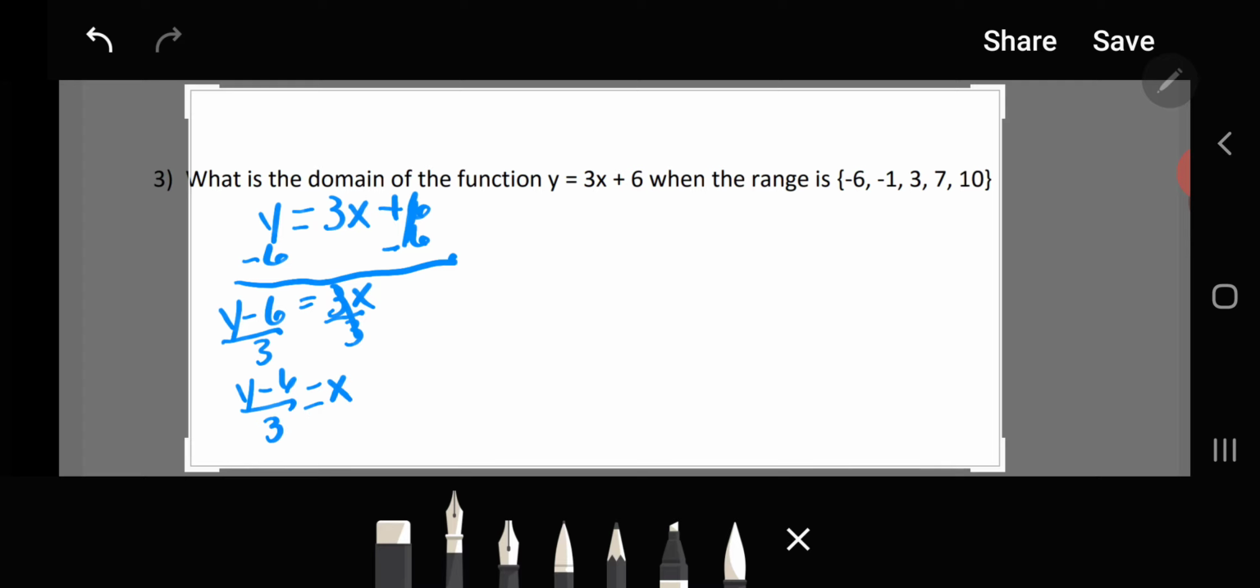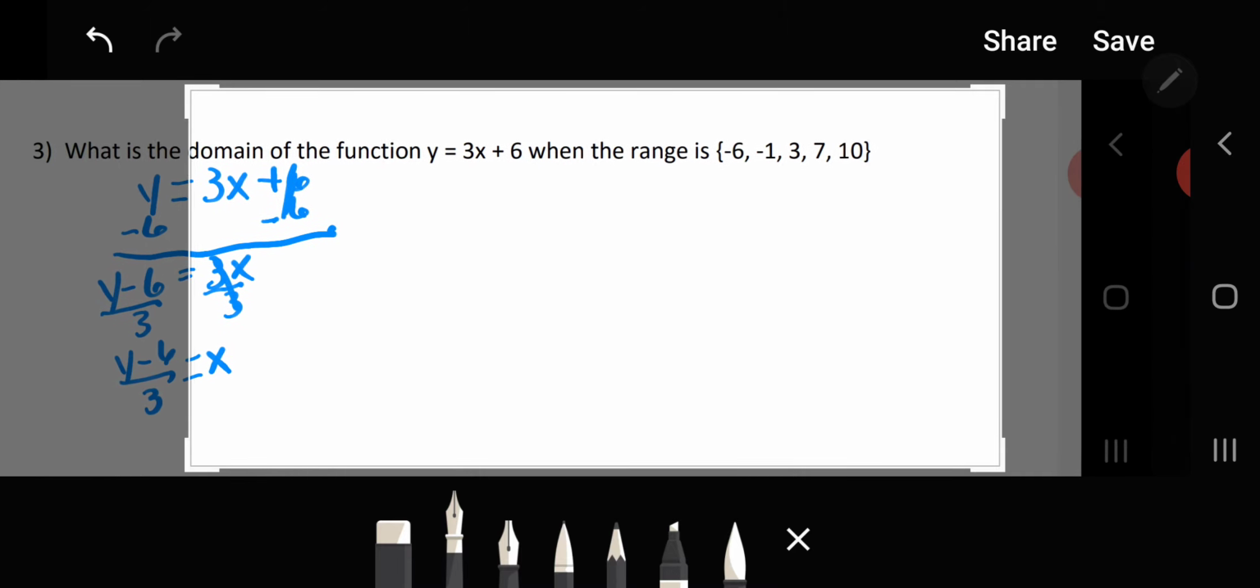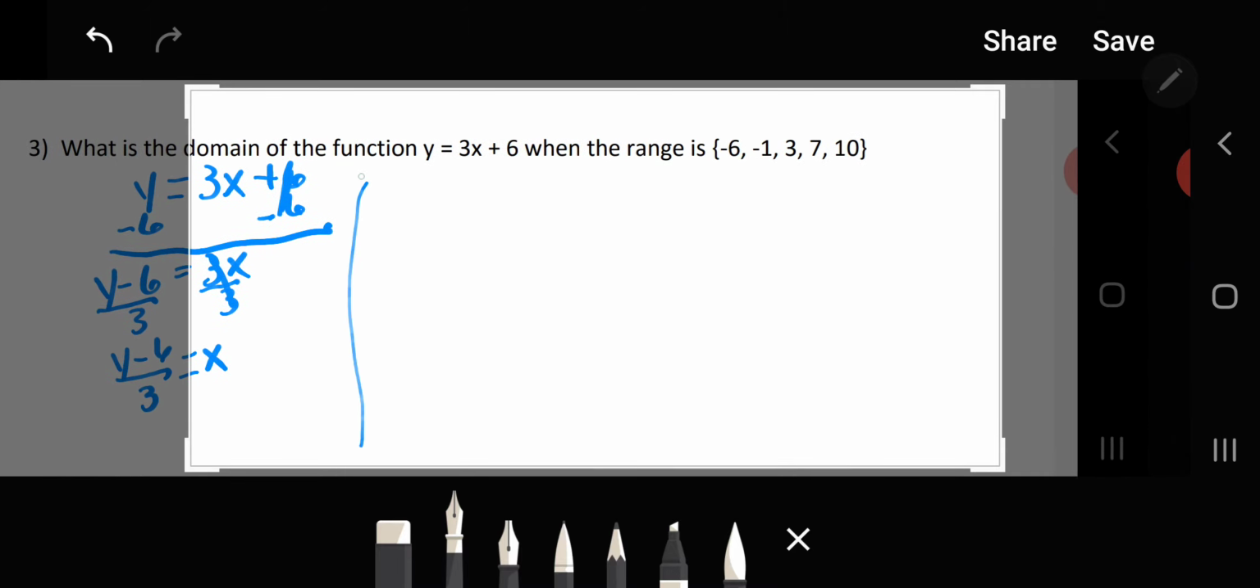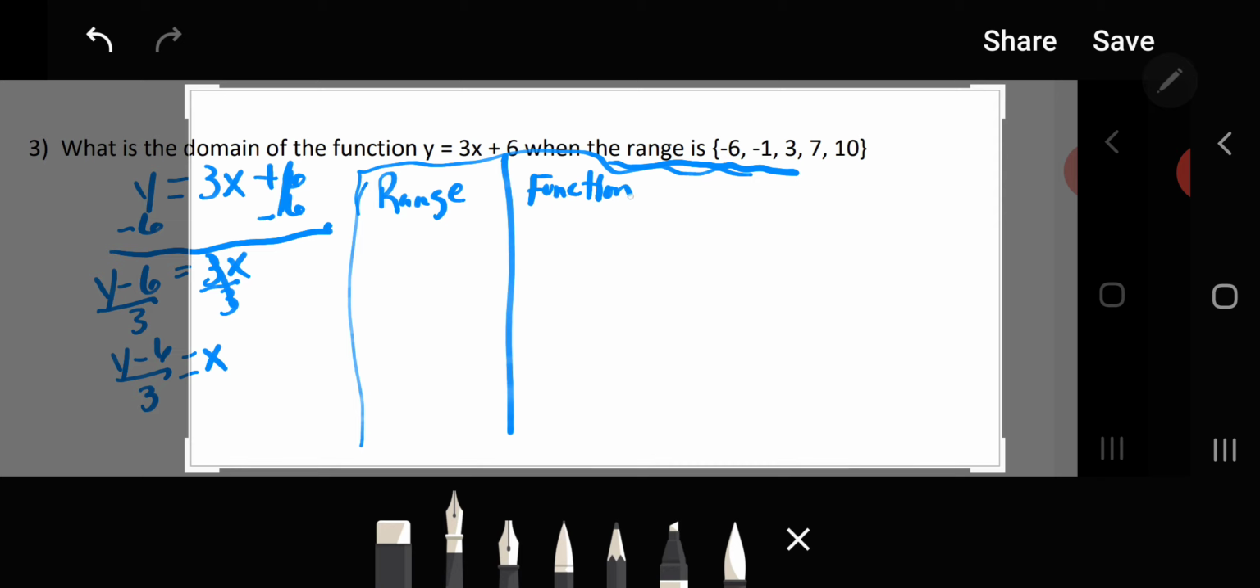Okay, well that helps out now, because now I can just stick in or input my range values into that y. Kind of the same thing I did up above. So I'm going to go ahead and draw another table real quick. Seems to be more helpful to explaining. Mind my drawings. Now I got my range member going in first. Got my function, or my new function, as y minus 6 divided by 3 equals x, or x equals.